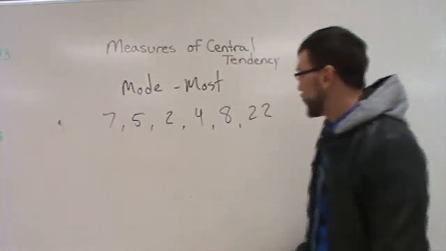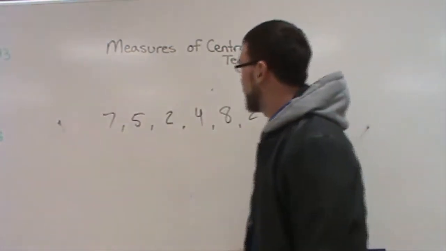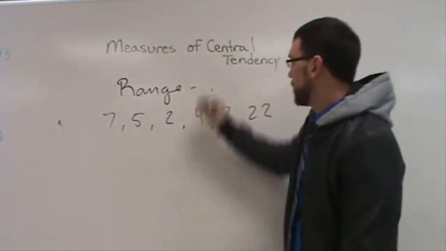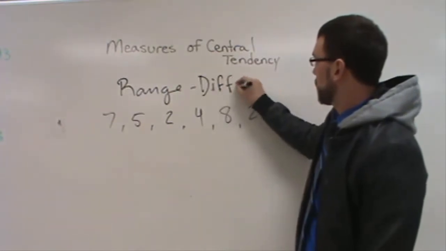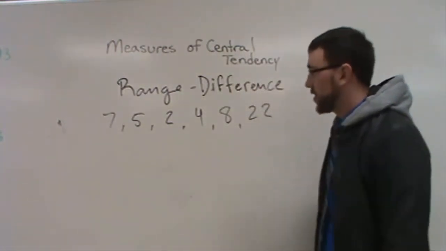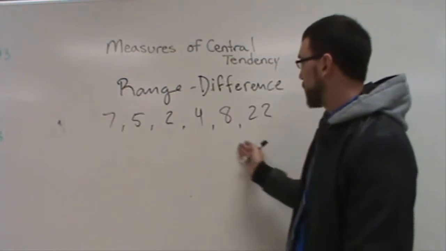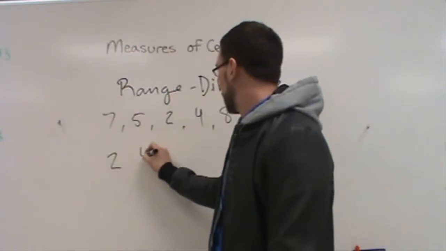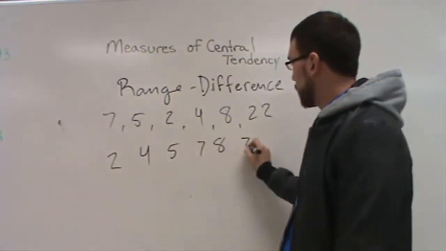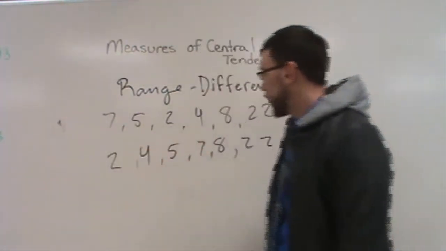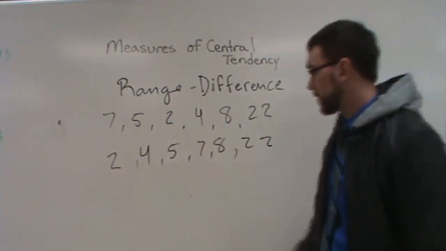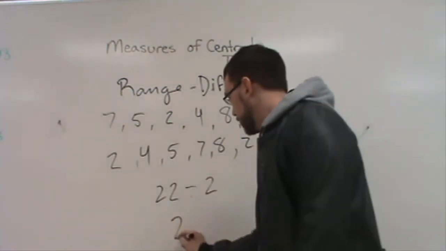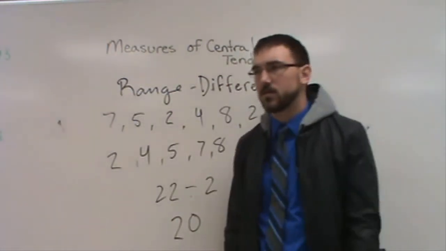Okay, so we have our numbers here. We're talking about the last one that we have in our series, and this is going to be our range. And what was the one word that I talked about? Difference. Our difference is highest minus lowest, right? So let's put them in order again. 2, 4, 5, 7, 8, 22. What would be my highest number? 22. What would be my lowest? 2. What's my range? 20. Okay, questions? Pretty easy, right?